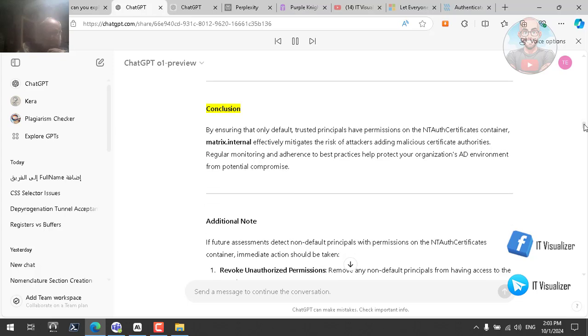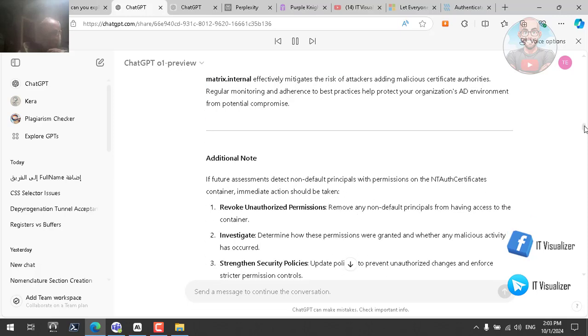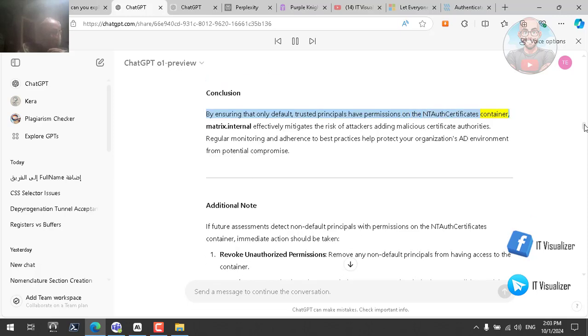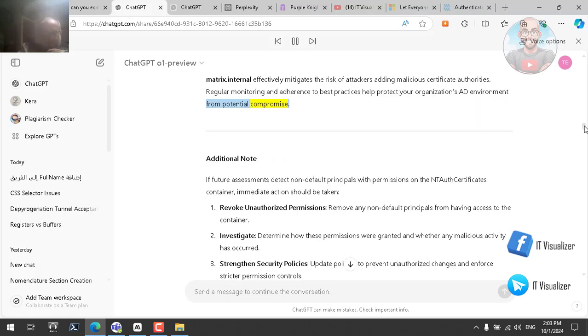Conclusion. By ensuring that only default, trusted principals have permissions on the NTAuthCertificates container, matrix.internal effectively mitigates the risk of attackers adding malicious certificate authorities. Regular monitoring and adherence to best practices help protect your organization's AD environment from potential compromise.